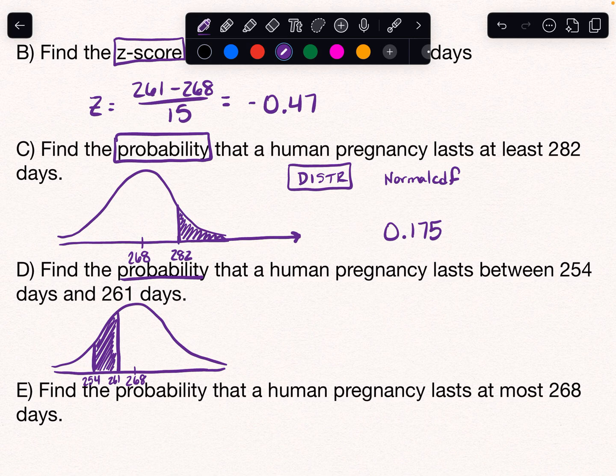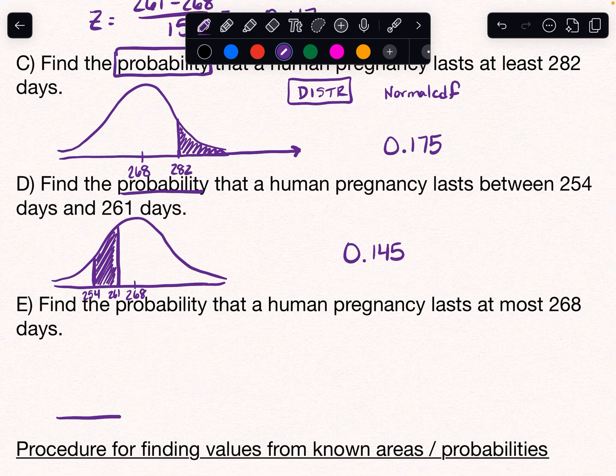So I want to go into normal CDF. Our distribution key, our lower value though, is now 254. From my shaded region, my upper value is 261. Mean and standard deviation are still the same. And I get out 0.145.